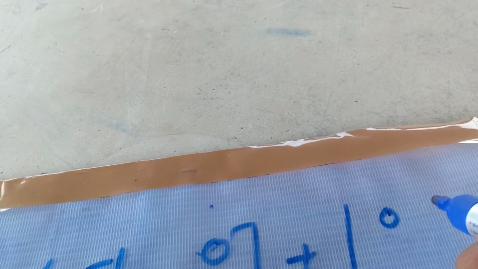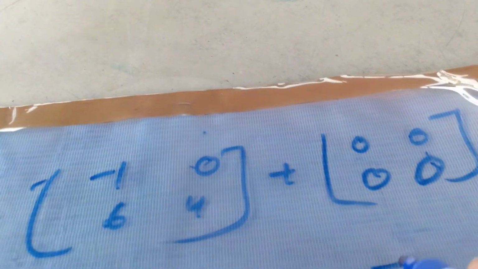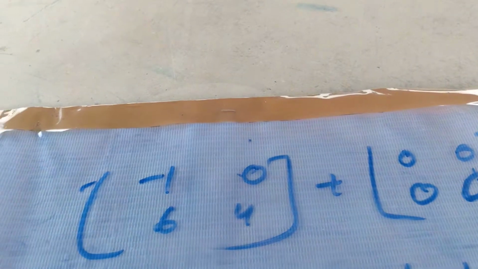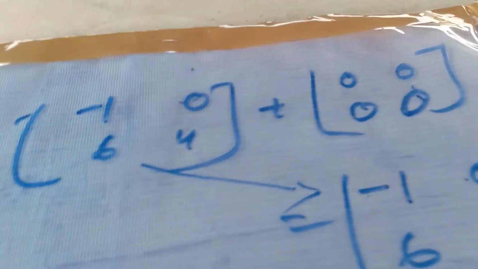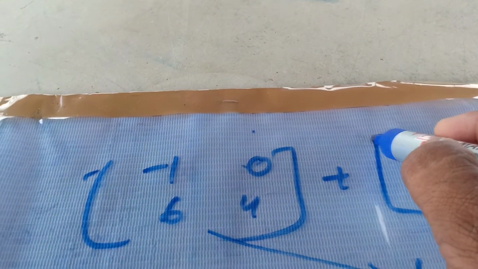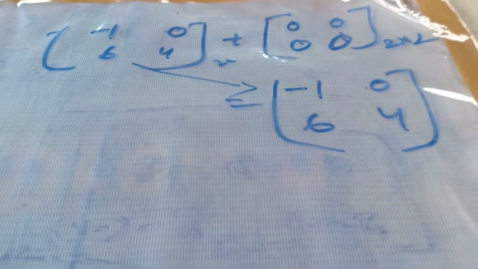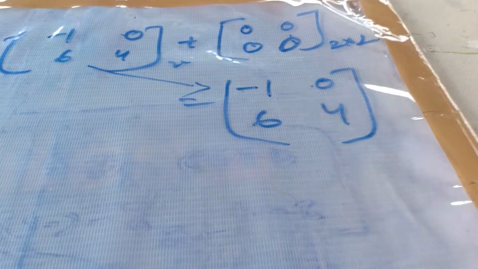Suppose A, I took -1, 0, 6, 4, I have taken already. That X I'll write as, and I have to get the same thing. So 0, 0, 0, 0. If you add, the answer is -1, 0, 6, 4. You can see here when I added this, the answer is again the same. What is the matrix added? Null matrix of the same order. So a null matrix you also consider the identity matrix of addition of the same order to the same matrix.